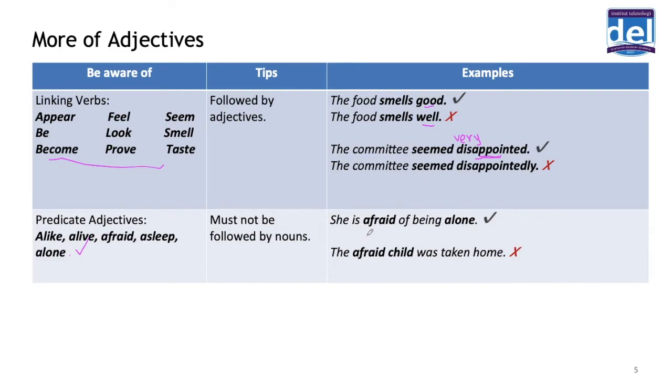So for example, you say, she is afraid of being alone. Or you may say, she seems afraid. That is okay. But you don't say, the afraid child. No. This order is wrong. Instead of saying the afraid child, you may use the frightened child. That adjective frightened can be followed by a noun.